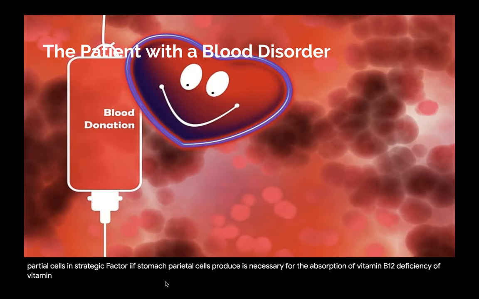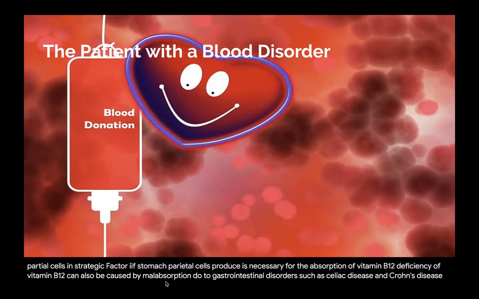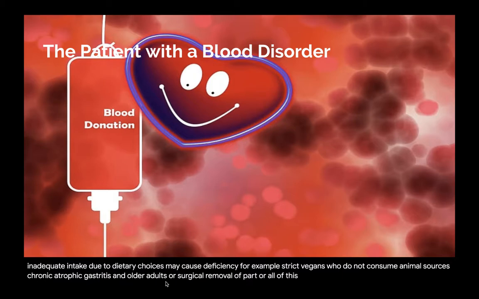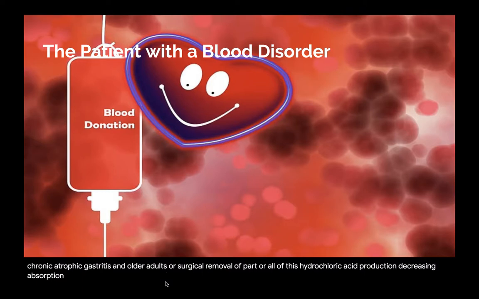Deficiency of vitamin B12 can also be caused by malabsorption due to gastrointestinal disorders such as celiac disease and Crohn's disease. Inadequate intake due to dietary choices may cause deficiency, for example, strict vegans who do not consume animal sources. Chronic atrophic gastritis in older adults, or surgical removal of part or all of the stomach, gastric bypass. Decreased hydrochloric acid production, decreasing absorption. Long-term use of histamine receptor antagonists, proton pump inhibitors, or metformin.